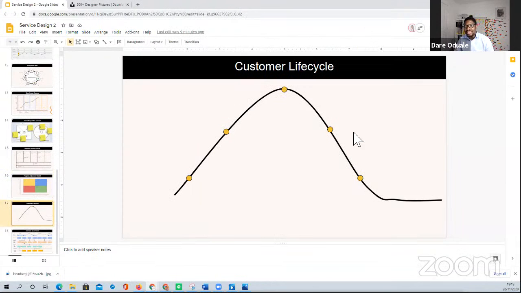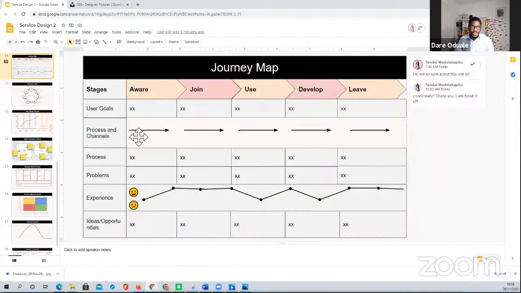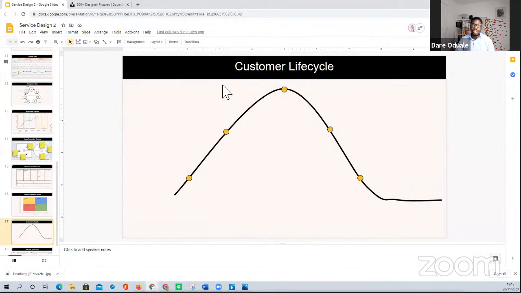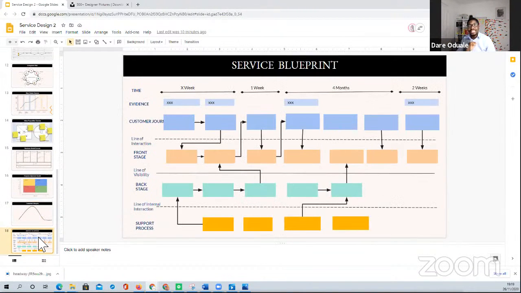Now your customer life cycle is similar to your journey map as well. This life cycle just captures it on a high level. As a matter of fact, I think we should have talked about the customer life cycle before the journey map, because the customer life cycle is a high level version of the journey map. While the customer journey map is detailed, the customer life cycle just tells you how everything goes from beginning to the end. And finally, the service blueprint.